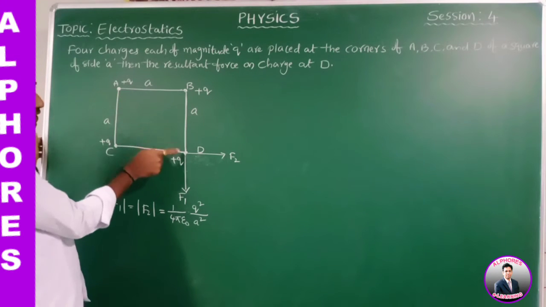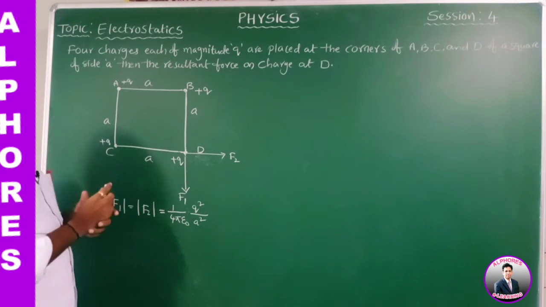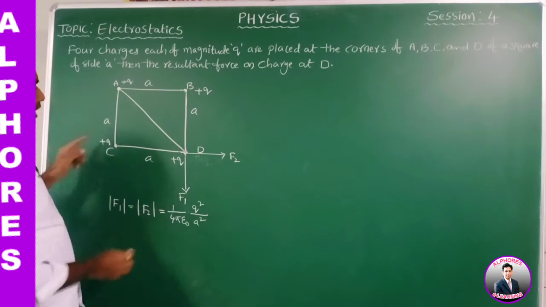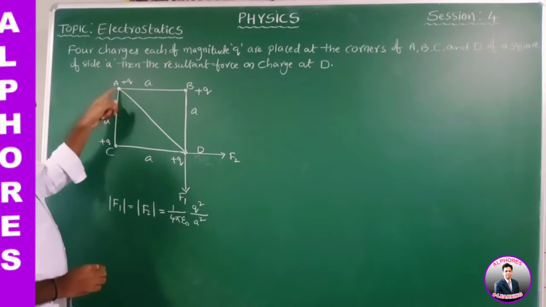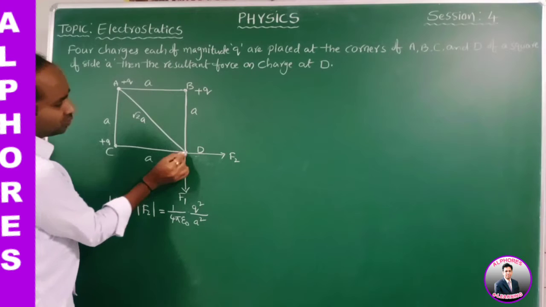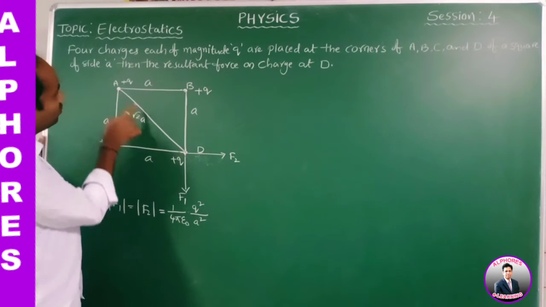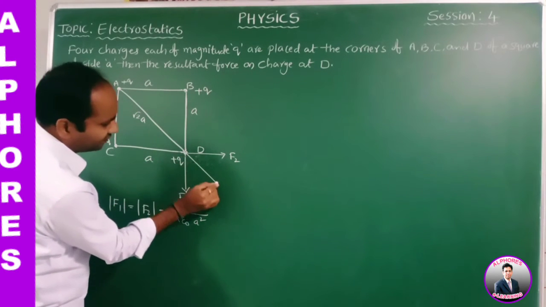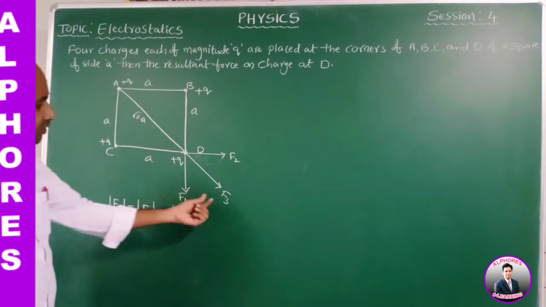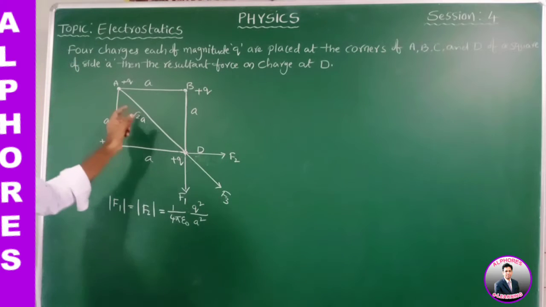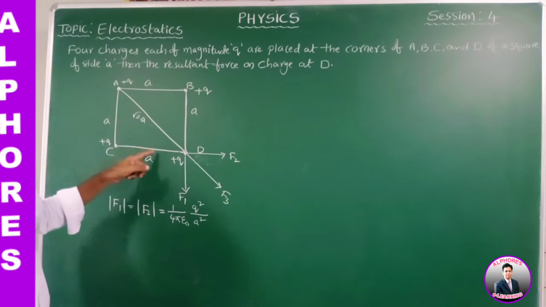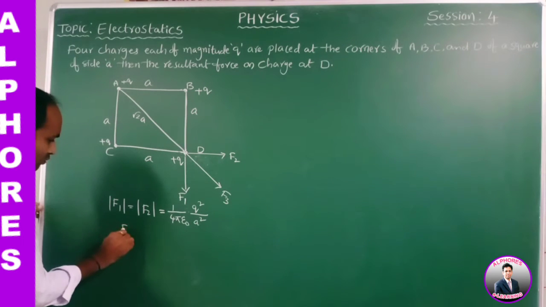Again here, diagonally opposite, there is another identical charge. Now what is the distance between A and D? According to Pythagoras theorem, the distance between A and D is root 2 a. This is the force acting on the charge q by the opposite charge, F3, and this is the direction of F3. We know the direction of F3, but its magnitude is not equal to F1 and F2, because the distance is changing.